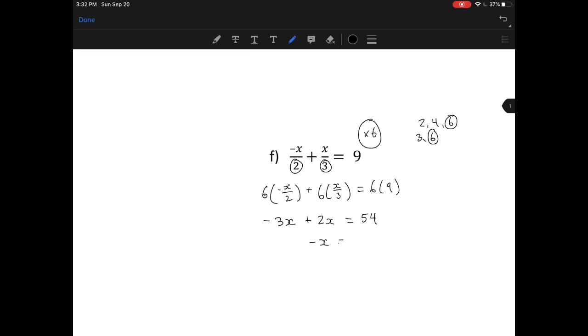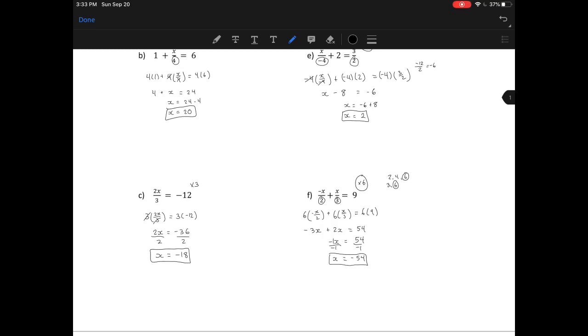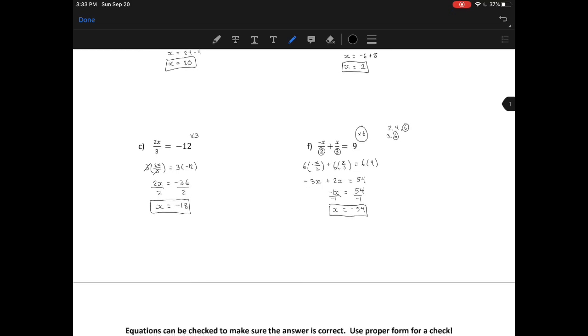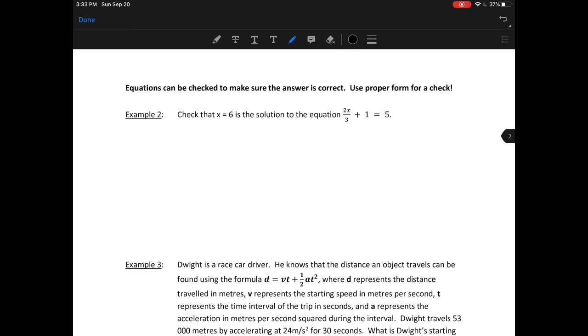And now let's collect like terms. -3x plus 2x is -x equals 54. But we don't want the answer for -x. We want the answer for positive x. So we have to do the opposite. So we could divide both sides by -1, which will leave us with x equals -54. And we're done. All right, so it's just that first step here that's a little bit different, which is we are eliminating our fraction right off the bat.